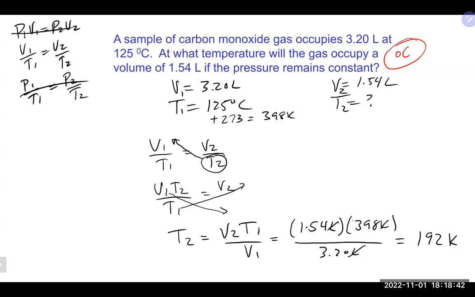And again, we're looking for Celsius since I asked for that, which means we subtract 273, and that will get us negative 81 degrees Celsius in this case.